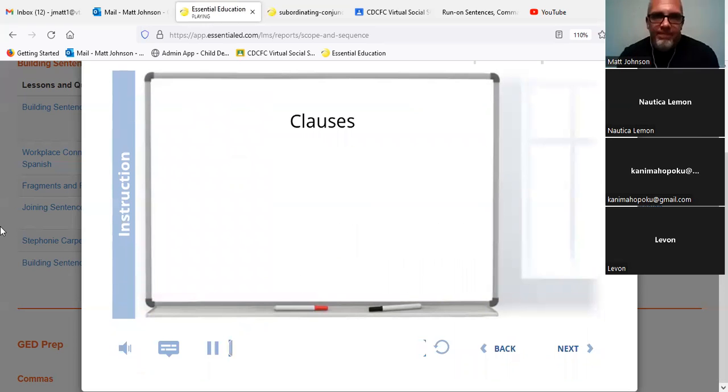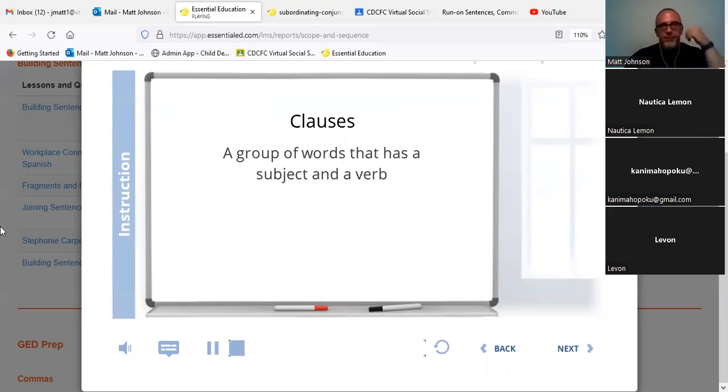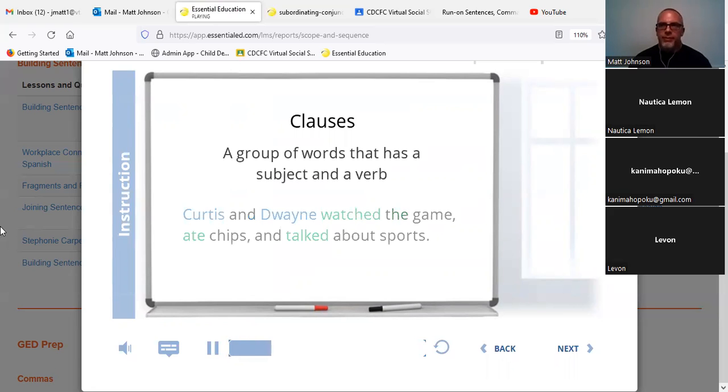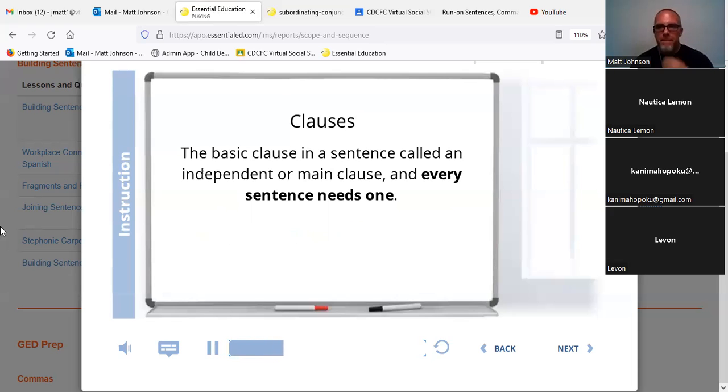Okay, before anything else, you need to understand what a clause is. You know that a sentence has to have a subject and a verb, right? Well, a group of words that has a subject and a verb is called a clause. A simple sentence is just one clause like this: Curtis watched the game. The subject is Curtis, and the verb is watched. A clause could have more than one subject, like Curtis and Dwayne watched the game. It can have more than one verb, too, like this: Curtis and Dwayne watched the game, ate chips, and talked about sports. No matter how many subjects and verbs it has, the basic clause in a sentence is called an independent or main clause. And every sentence needs one.